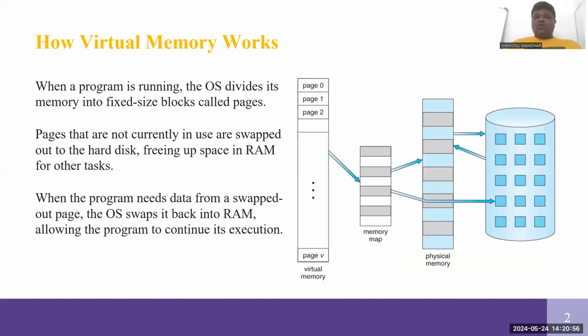So let's discuss how virtual memory works. When a program is running, the OS divides its memory into fixed size blocks called pages. Pages that are not currently in use are swapped out to the hard disk, freeing up space in RAM for other tasks. When the program needs the data from the swapped out page, the OS swaps it back to the RAM, allowing the program to continue its execution. So basically, a memory hierarchy consisting of the computer's system memory and disk enables a process to operate with only some portions of its address space in memory.